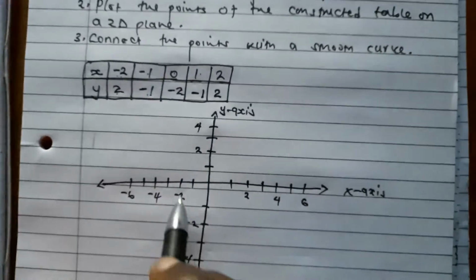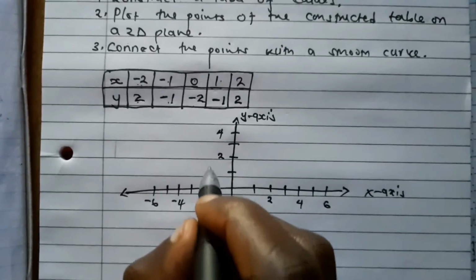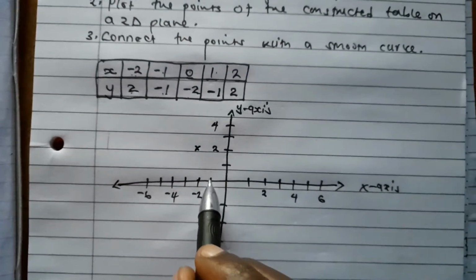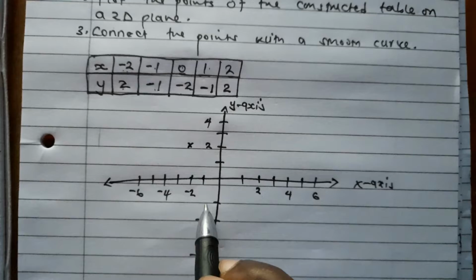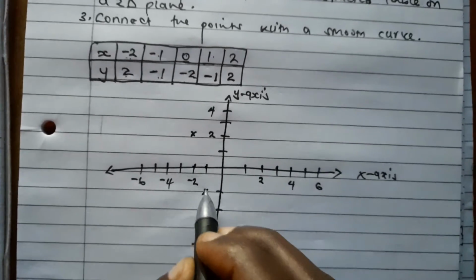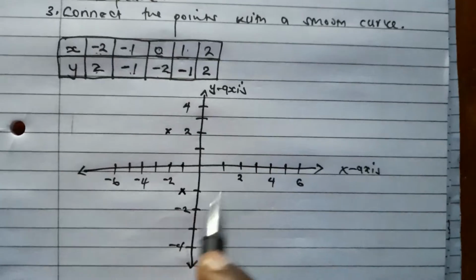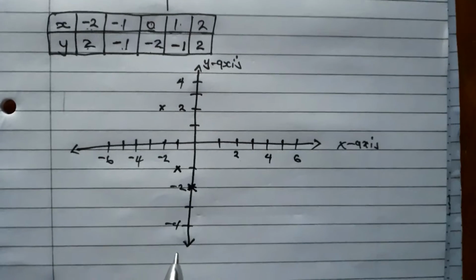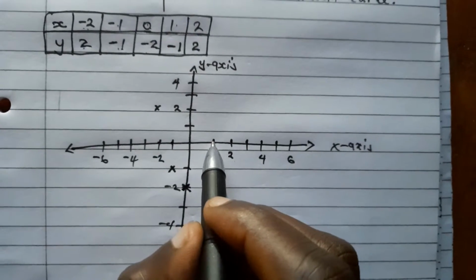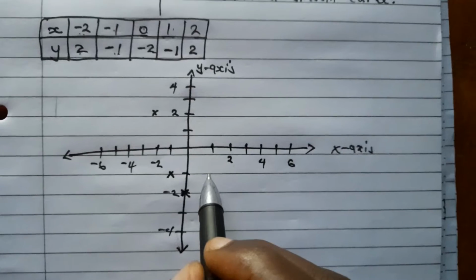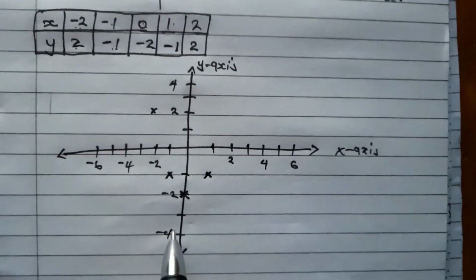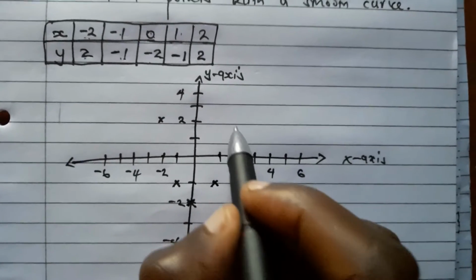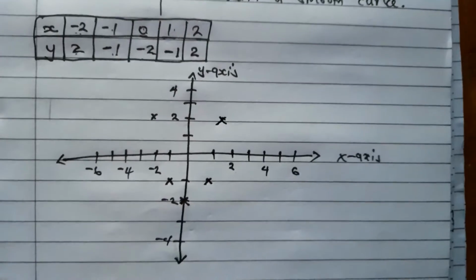So at x is -2, y is 2. I have that point there. At x is -1, y is -1, somewhere there. At x is 0, y is -2, somewhere there. And at x is 1, y is -1, somewhere there. And at x is 2, y is 2, somewhere there.